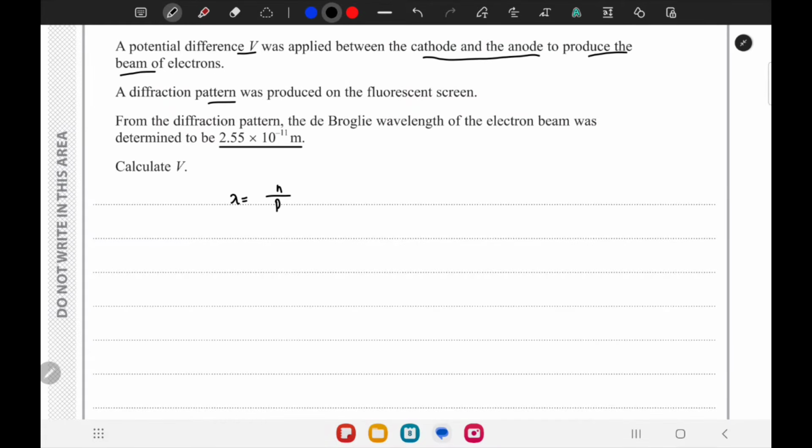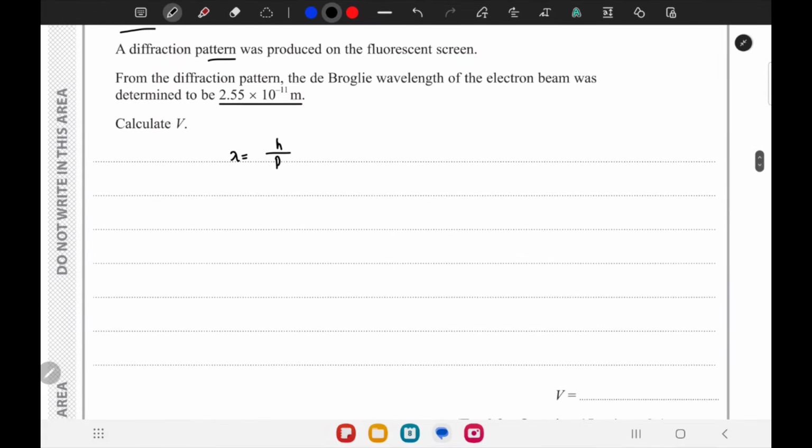So we use this formula for the de Broglie wavelength. The wavelength equals Planck's constant divided by the momentum of the particle. So 2.55 × 10^-11 equals 6.63 × 10^-34 divided by the momentum. The momentum of the electron would be 2.60 × 10^-23 newton seconds.